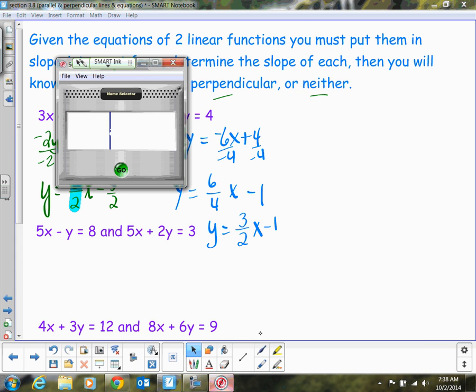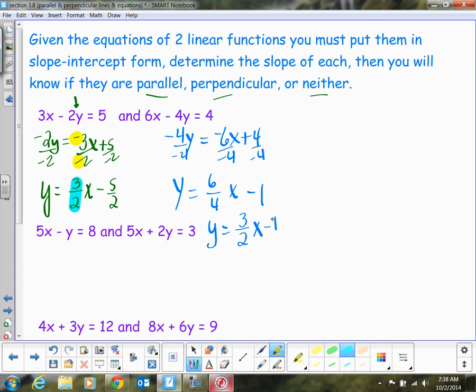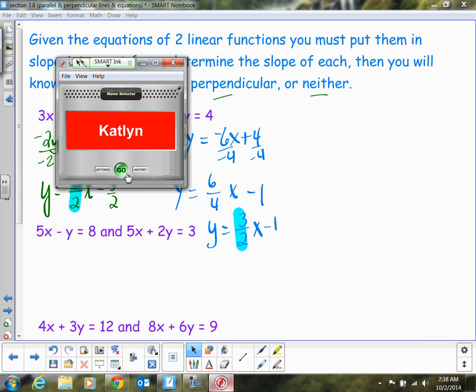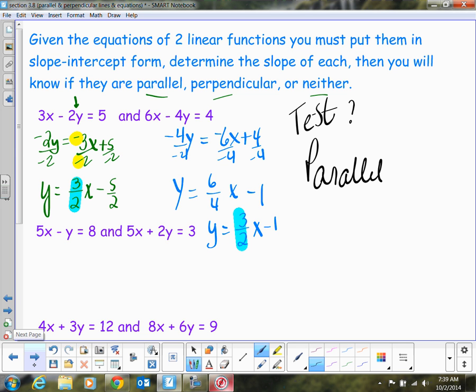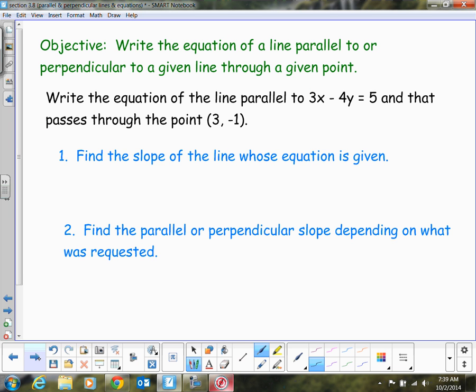I need the slope of my other line, and that goes to Caitlin. What's the slope of this line? 3 over 2. If the two slopes are both 3 over 2, are these lines parallel, perpendicular, or neither, Hope? Parallel. All right, I'm just letting you know this is a test question. You have to be able to do this. 8, 10, 16, 17 is also a test question, which means you need your slope formula.